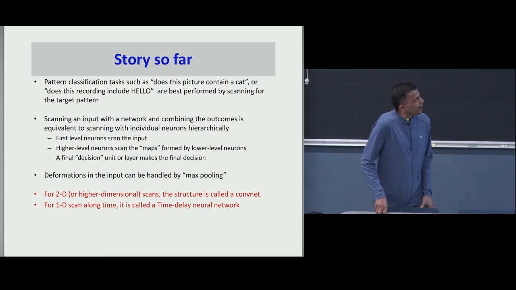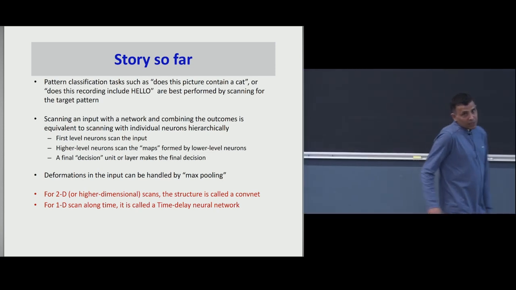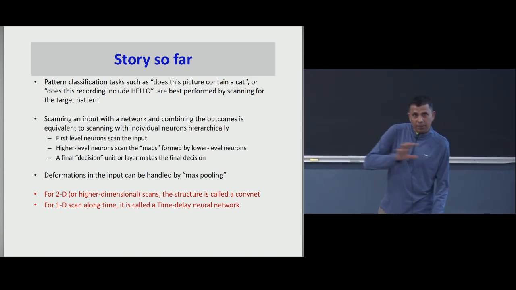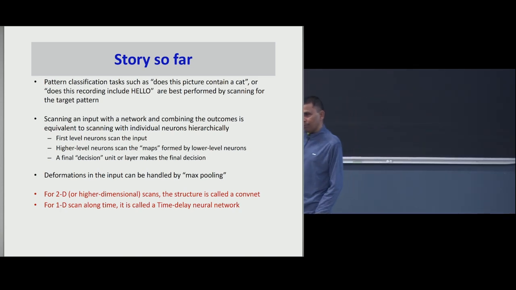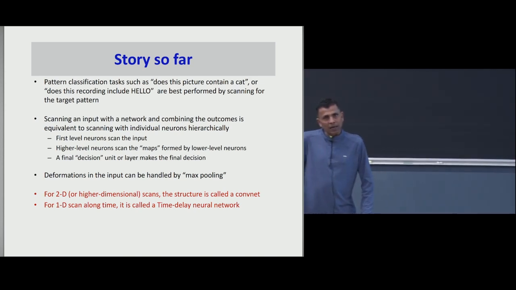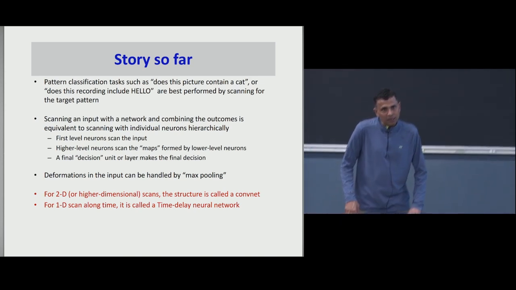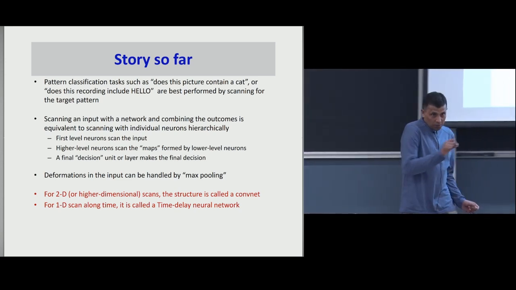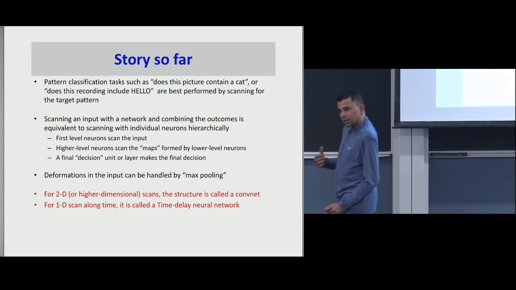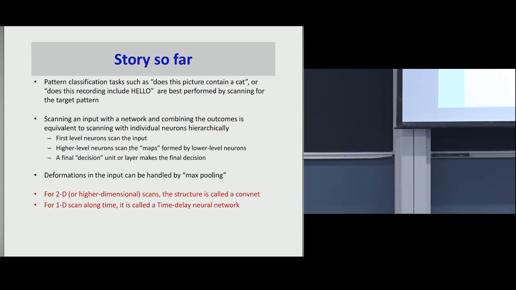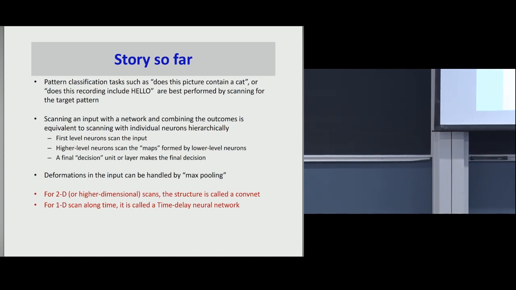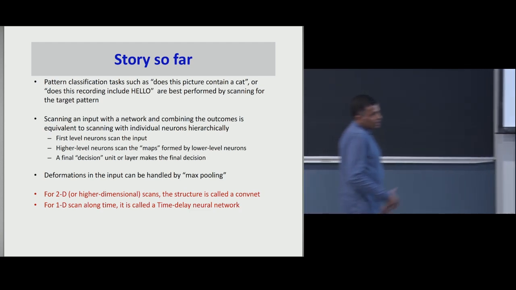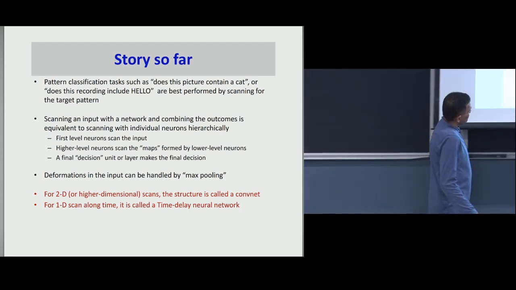The story so far, we've seen that pattern classification tasks such as does this picture contain a flower can be performed by scanning for the target pattern. And scanning with a network and combining the outcomes is equivalent to scanning with the individual neurons in a sequential or a hierarchical manner. The outcome is going to be the same. You would get one decision per position. You'd be voting over the lot for the final outcome.